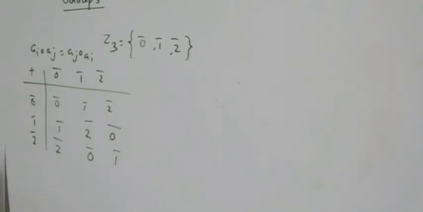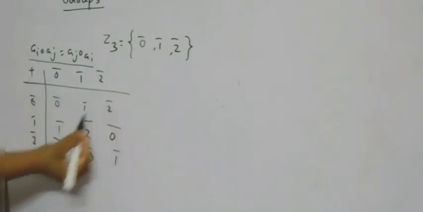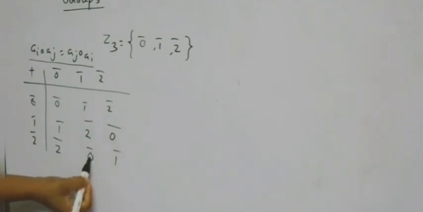Here the composition is commutative, because here also 1 bar, here also 1 bar, here 2 bar, here 2 bar, this is 0 bar, this is 0 bar. So the table is symmetric about the principal diagonal. So we say that the composition is commutative.